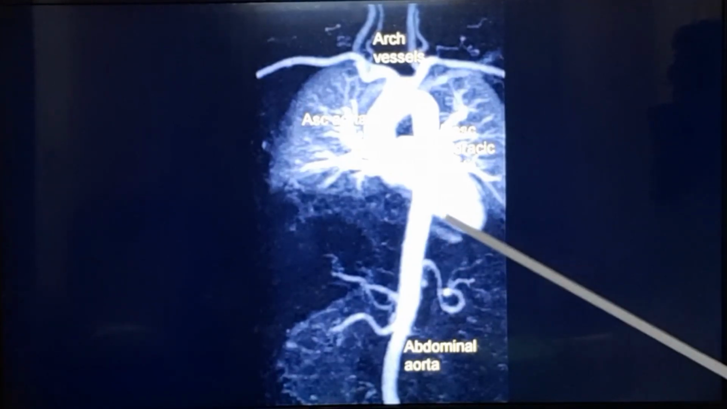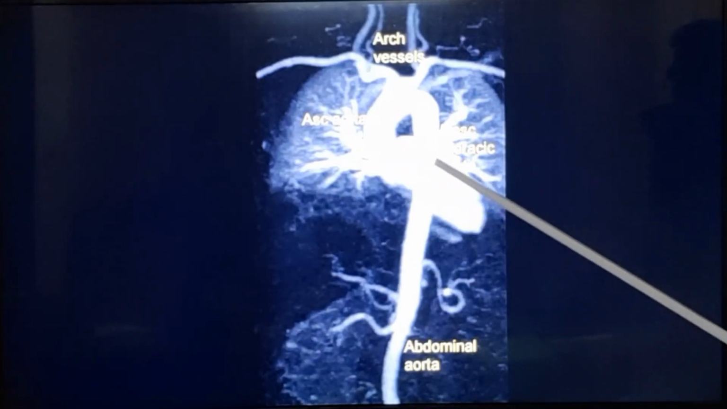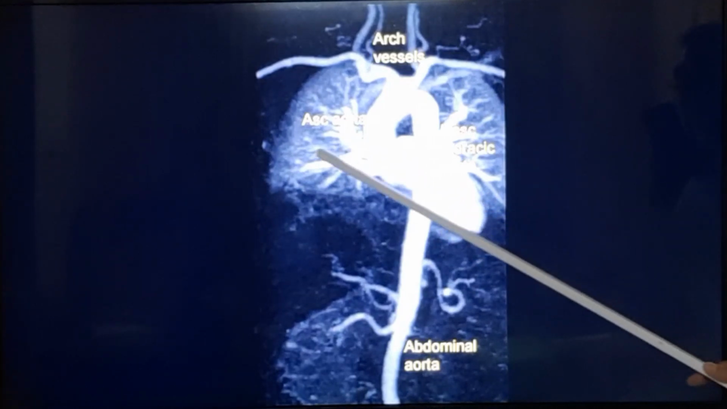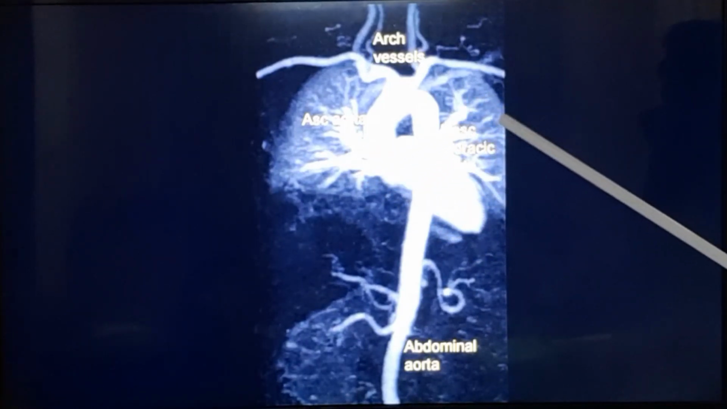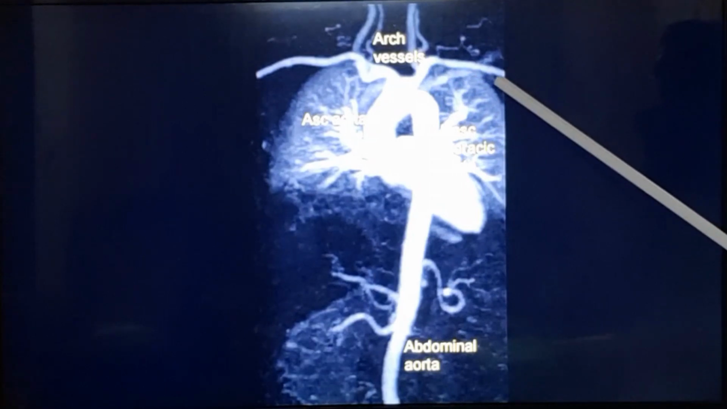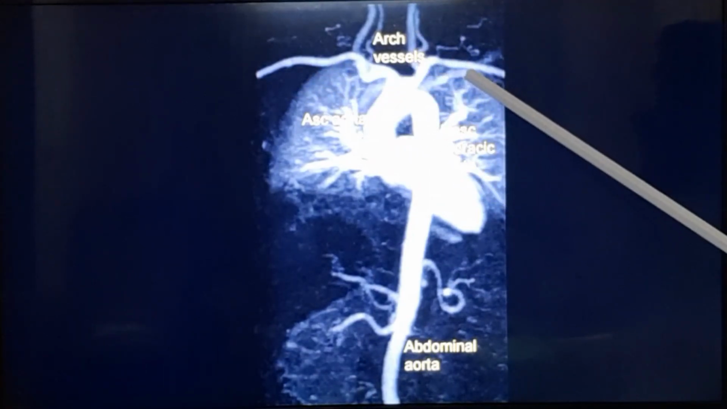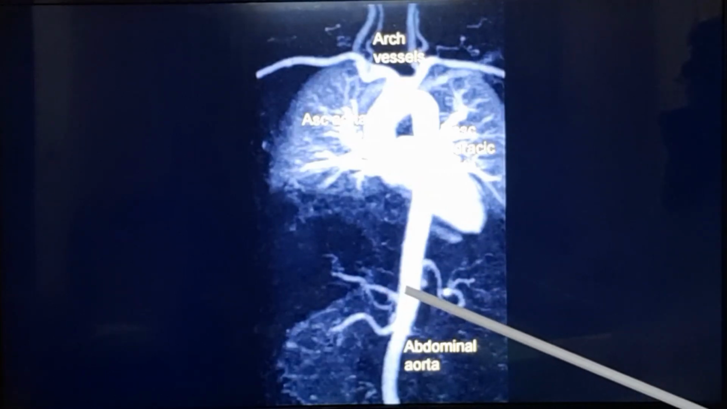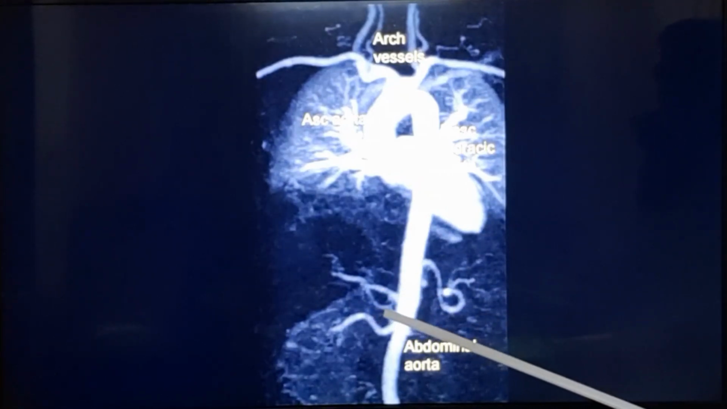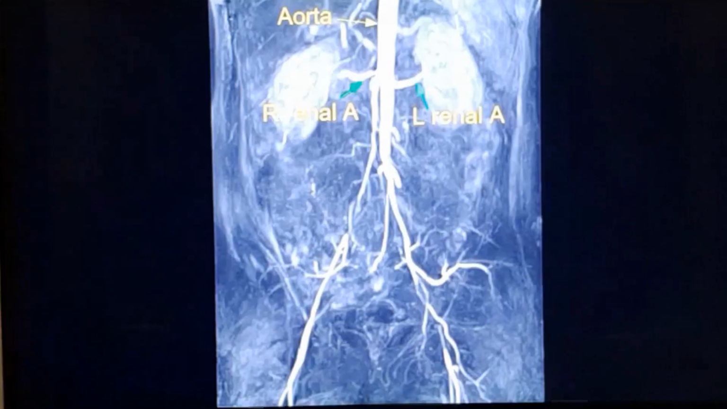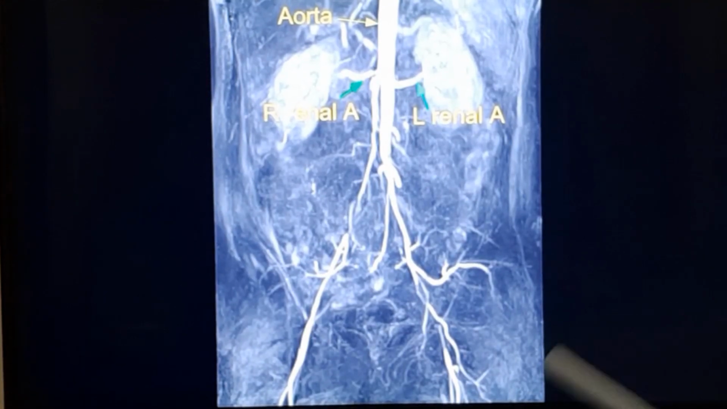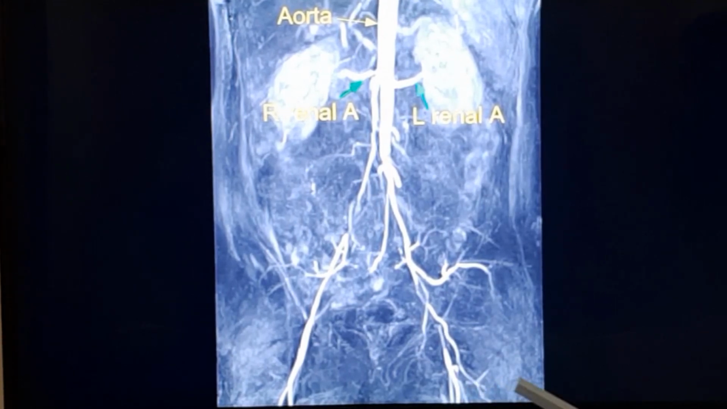You can see the heart, which has plenty of blood, and blood vessels of the lungs are also seen. Arch vessels are seen here, the carotids and the subclavian, all are seen in an MR aortogram very well. This is a magnetic resonance aortogram showing the bifurcation and proximal vessels to the lower limbs.